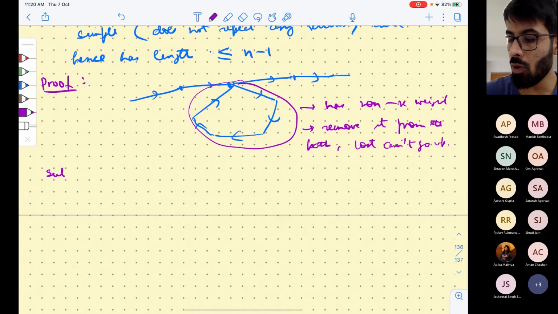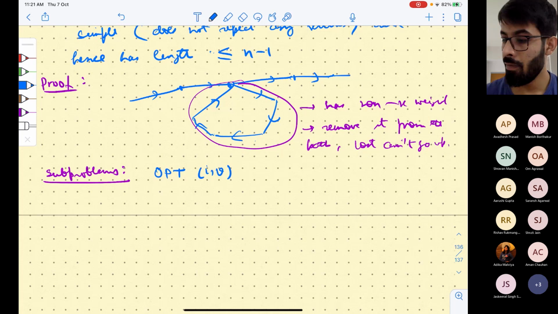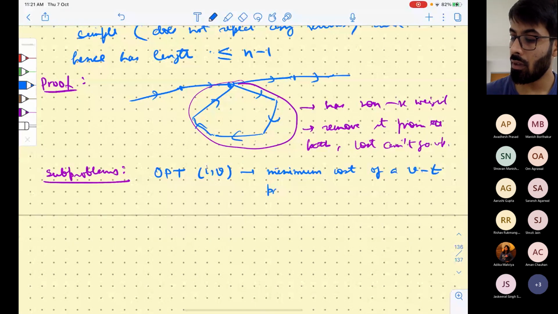So subproblems are going to be of the form, let's say, opt of i comma v, the minimum cost of a VT path having at most i edges, right?